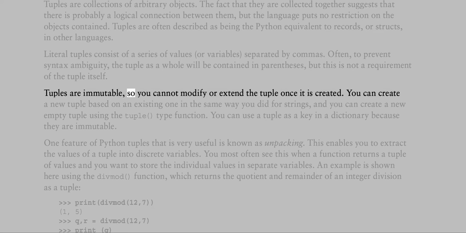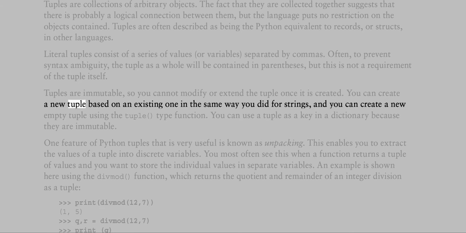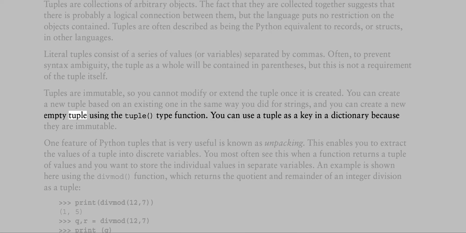Tuples are immutable, so you cannot modify or extend the tuple once it is created. You can create a new tuple based on an existing one in the same way you did for strings, and you can create a new empty tuple using the tuple type function. You can use a tuple as a key in a dictionary because they are immutable.